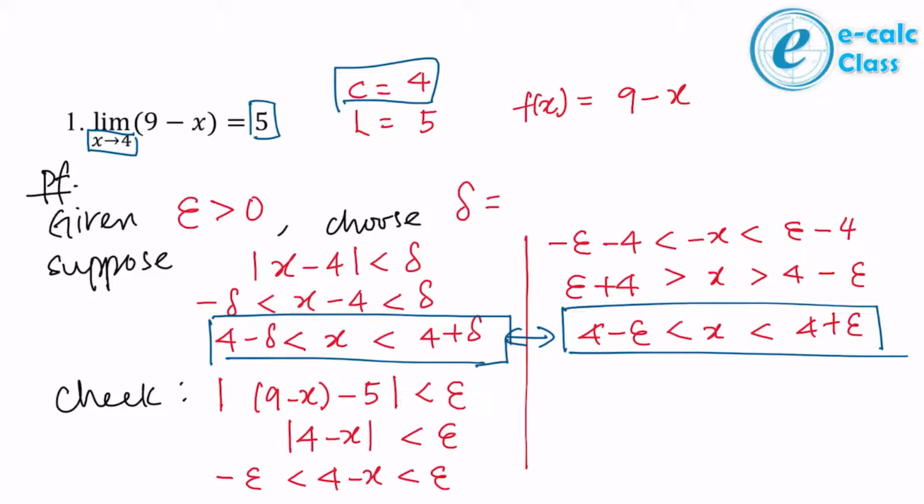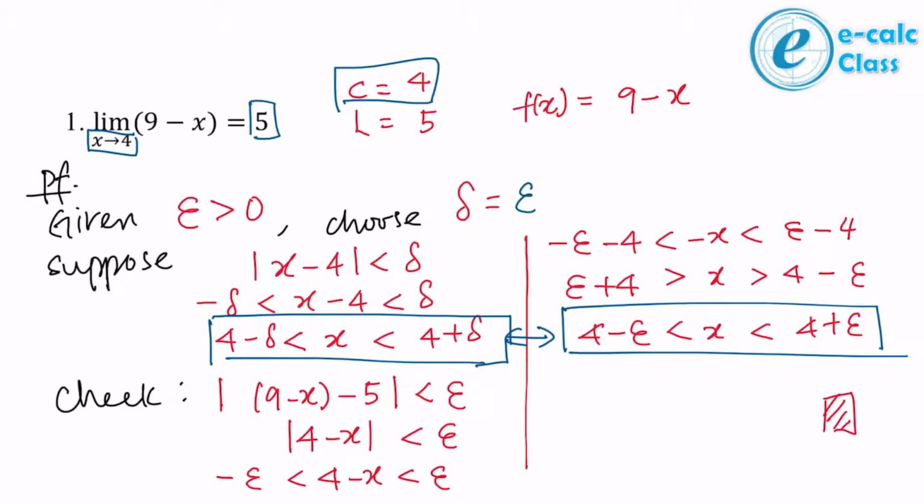What value should we give to delta such that both of them are the same? I repeat, what value should I assign to delta such that both of these are true? It's very simple, isn't it? If you replace delta with epsilon, you are done. You don't have to do anything, and that's the end of the proof.